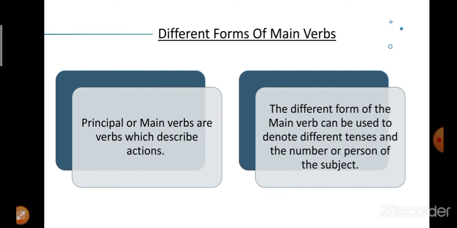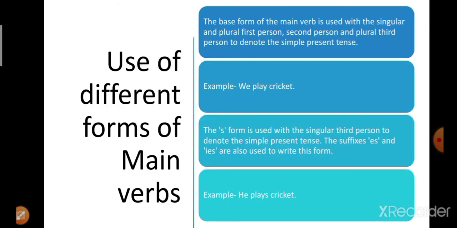There are three kinds of tenses: present tense, past tense and future tense. So in order to denote different tenses and the number or person of the subject, that is singular or plural, we have to use different forms of the verbs. Now coming to the use of different forms of main verbs.